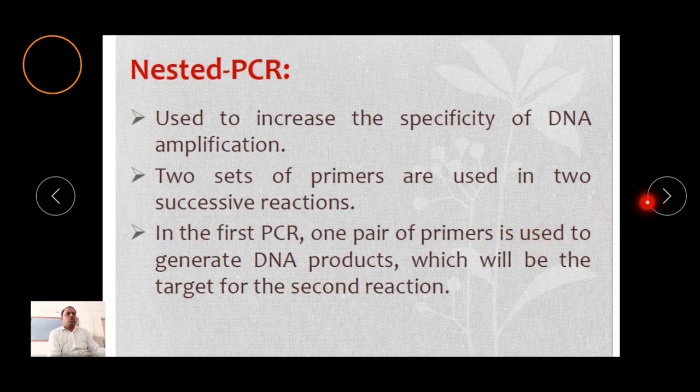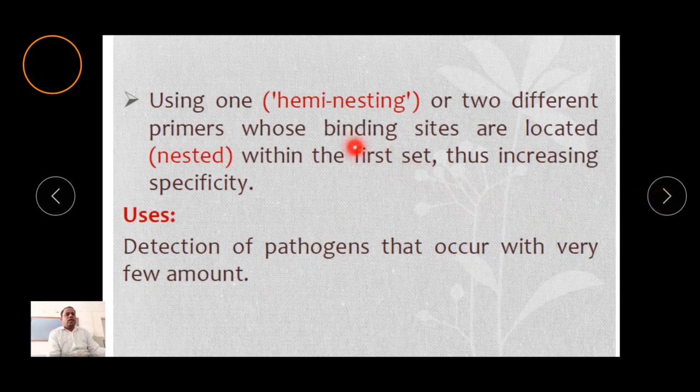The second primer set is used for further amplification, using one primer, or hemi-nesting, or two different primers which bind at two different sites located within the first product, thus increasing the specificity. So it helps in detection of pathogens that occur in very small amounts, or an undetectable amount of pathogen present inside a sample. Then nested PCR is used, where specific primers are generated from the first PCR, and these specific primers are used in the second PCR for the detection of pathogens.